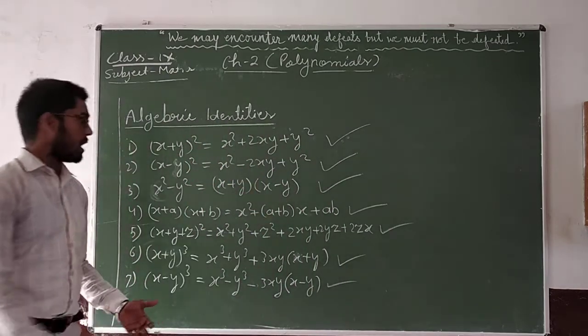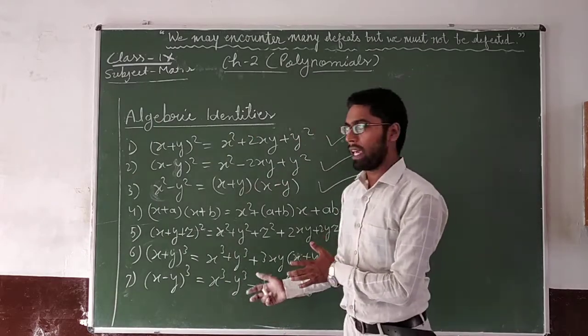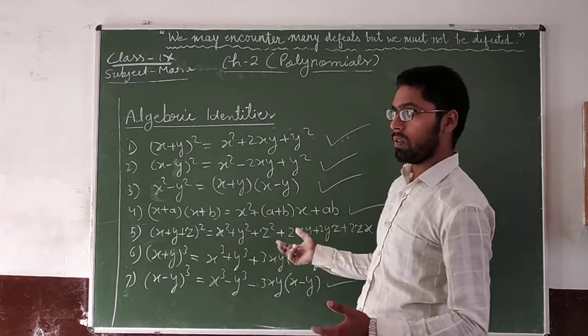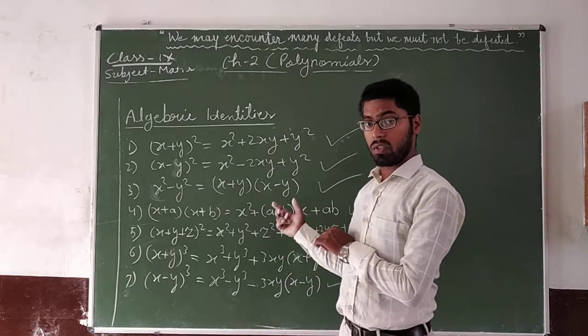So these are 7 identities which will be used in your next exercise. So write in your copy and learn them, then start solving your next exercise. Okay. So you should learn it first.